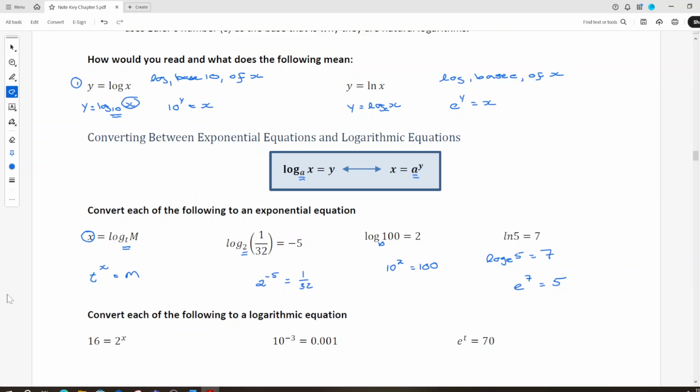So again, I always just remember that the base stays the base. And it would be way too easy if you just went, oh, let's scrap the log. 10 to the 100 equals 2. No, you have to go kind of cross and backwards. So you go 10 to the 2 equals 100, right? Or e to the 7 is equal to 5. Awesome. Okay, so the next video is going to be super short, but I just want you to go and practice converting from logarithmic form to exponential form.